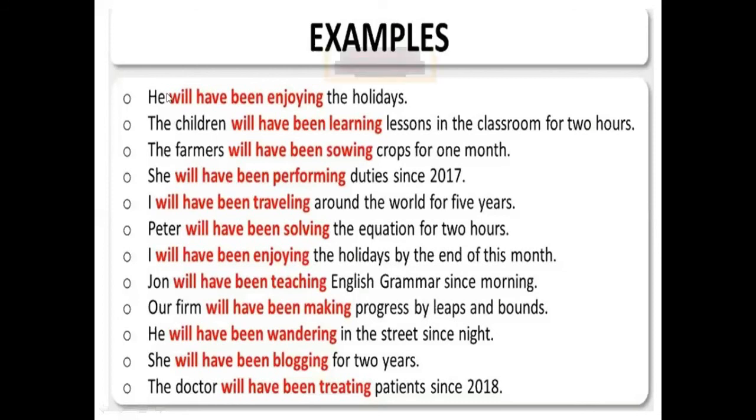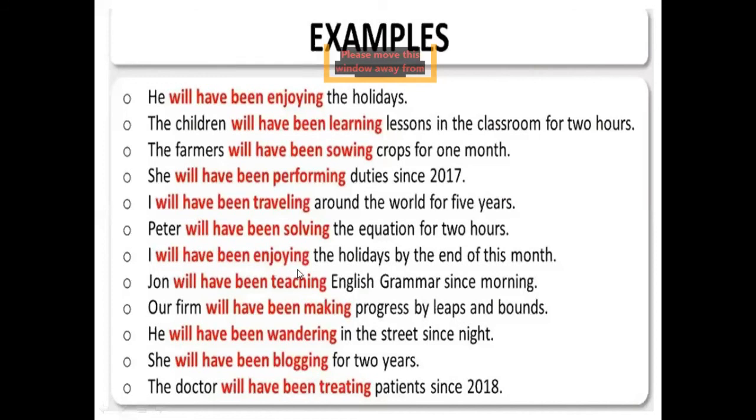Now, let's see the examples. Very first, he will have been enjoying the holidays. Second is, the children will have been learning lessons in the classroom for 2 hours. Third is, the farmers will have been sowing crops for 1 month. She will have been performing duties since 2017. I will have been traveling around the world for 5 years. Peter will have been solving the equation for 2 hours.